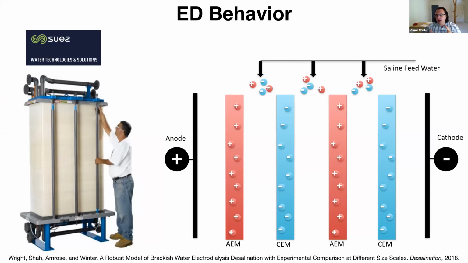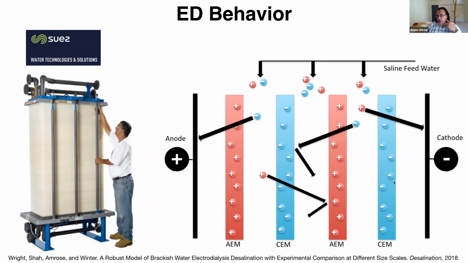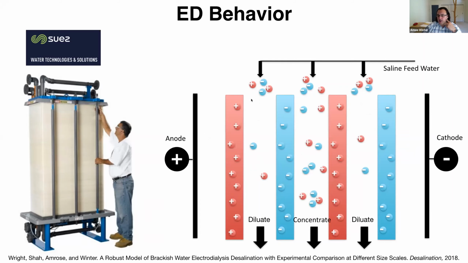So if you're not familiar with electrodialysis, the way the system works is you have a stack of ion exchange membranes over which you apply a voltage between an anode and cathode. You feed saline water between the membranes. The ions get drawn either to the anode or cathode, depending on their charge, and they can pass through at most one membrane before they're blocked. So this creates alternating channels of diluate, your product water, and concentrate, your waste brine.